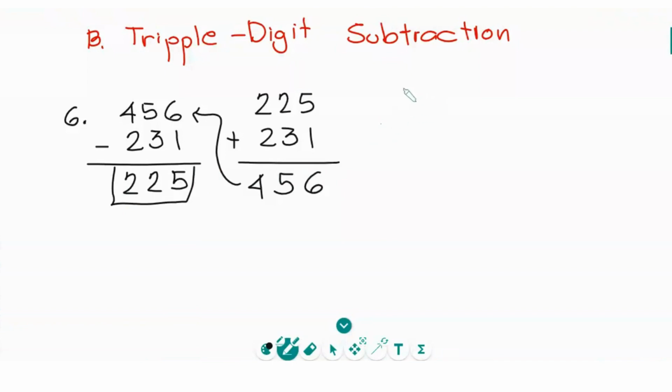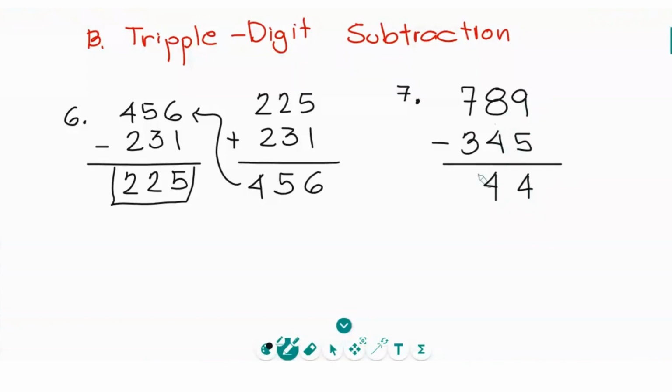Now let's move on to number 7. So in number 7, we have 789 minus 345. So 9 minus 5 is 4, and 8 minus 4 is 4. 7 minus 3 here is 4. Okay, 9 minus 5 is 4, 8 minus 4 is 4, and 7 minus 3 is 4.